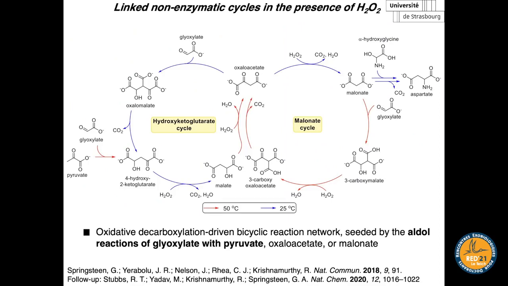Later, another paper came out by Springsteen, Krishnamurthy, and co-workers. And what they did was they showed that actually, these compounds do react together. And if you add an oxidant, they give rise to two cycles which can occur in one pot. And these two cycles produce two compounds of the Krebs cycle, oxaloacetate and malate. So we thought, well, this is quite a curious discovery, because what will happen if we add metals to this mix? We are very fond of metals, you might have noticed so far.